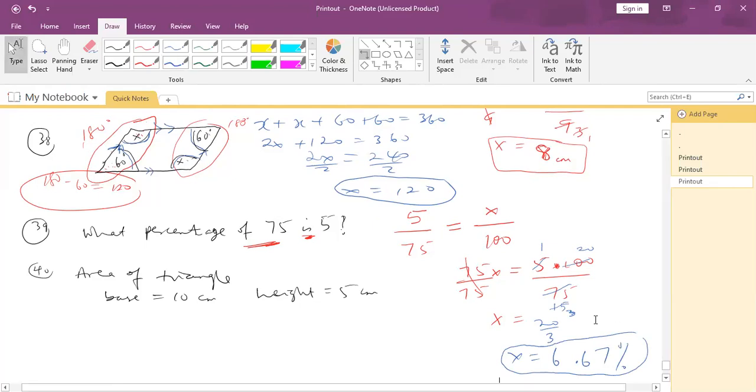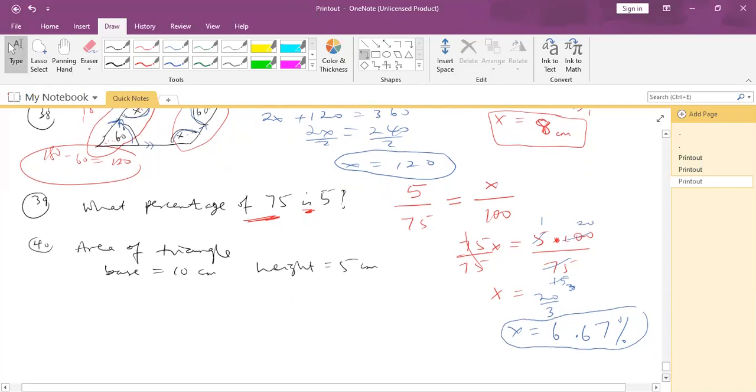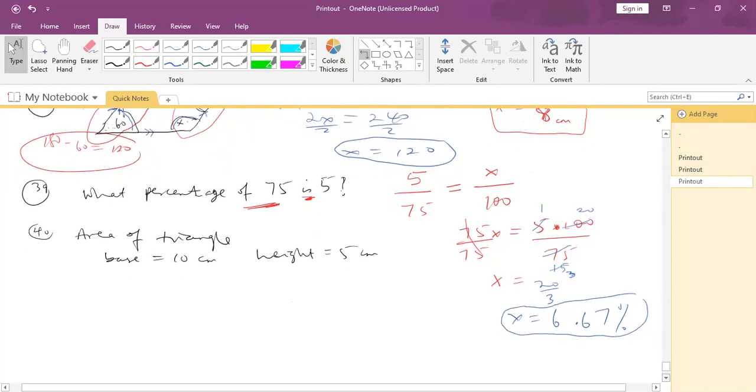So percent proportion can help you a lot to do a lot of problems. Okay, what about 40? Area of a triangle. So area of a triangle, remember, is half base times height. So A is equal to 1/2 BH.